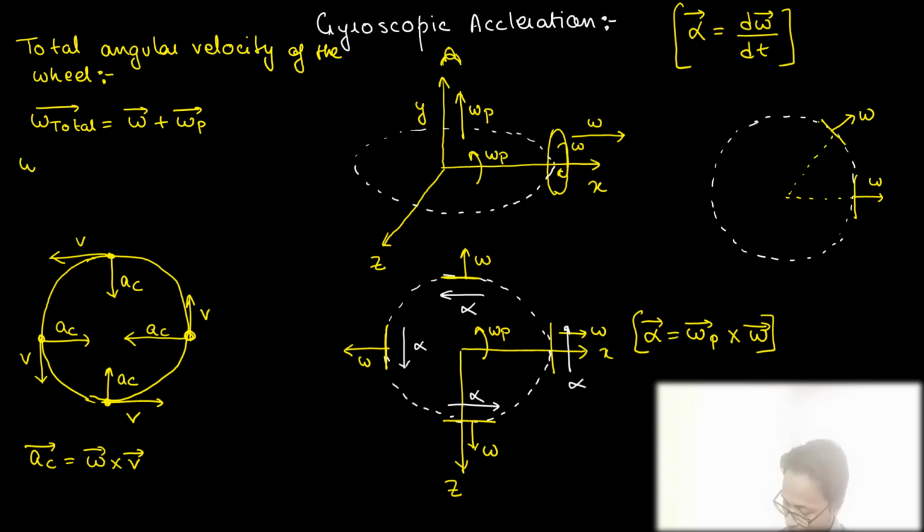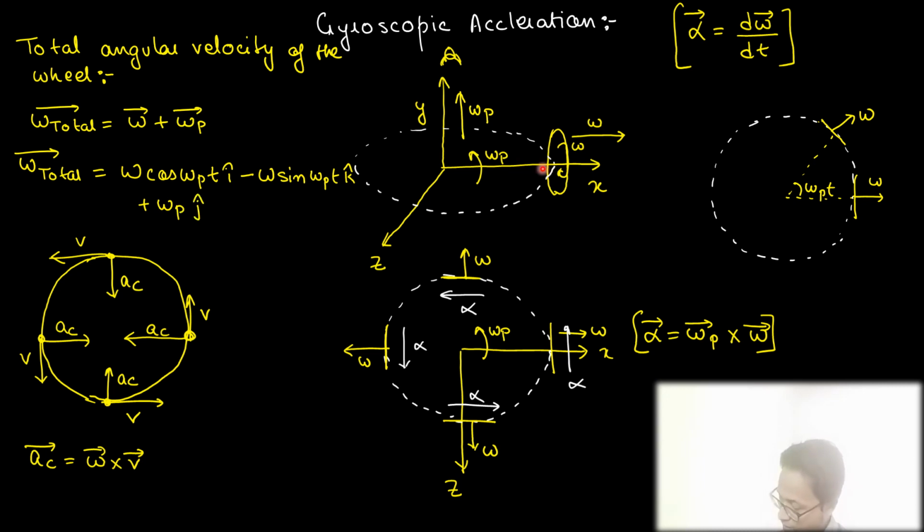So how do I take total angular velocity? Total angular velocity is equal to, how do I express omega in terms of t? This was omega p t. So omega cos omega p t i minus omega sin omega p t k, and there was another term, omega p j.